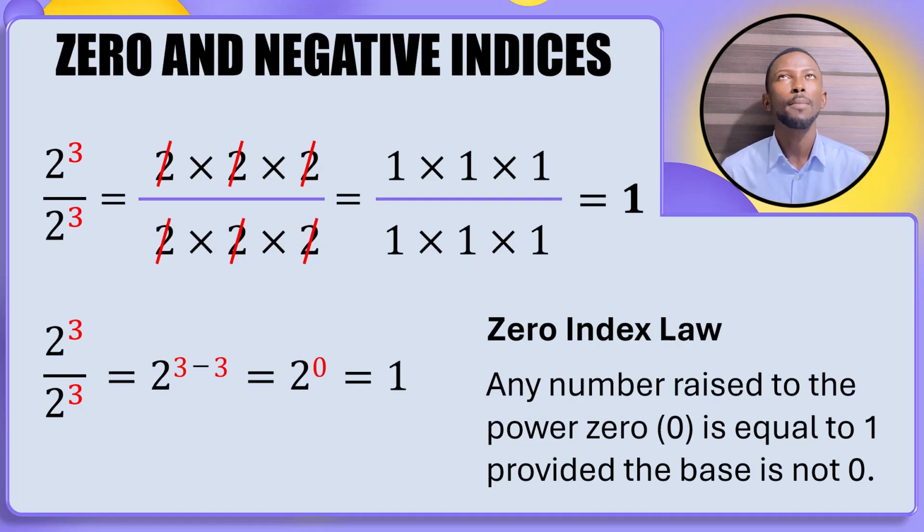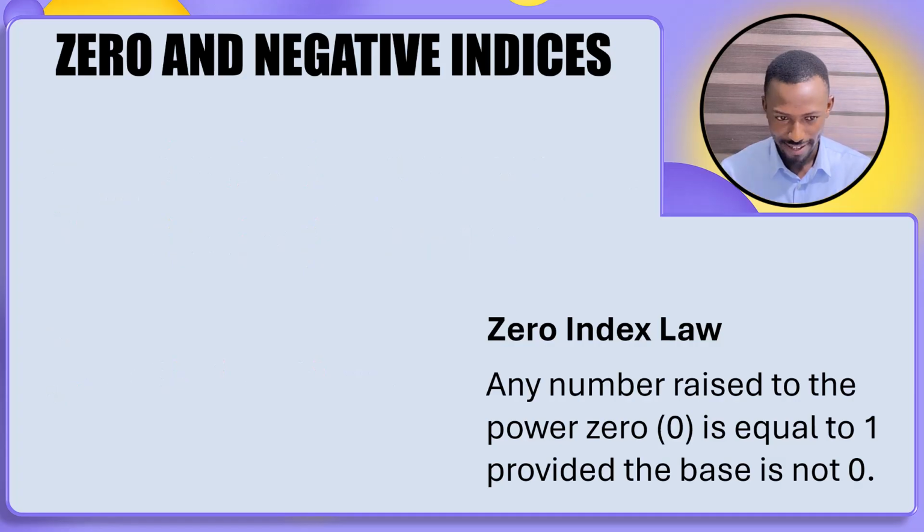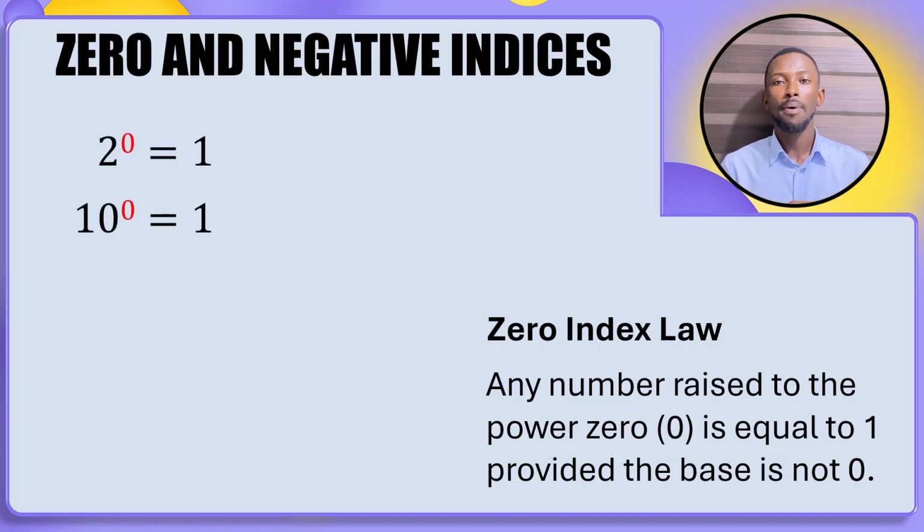You can't have 0 to the power 0. No, it has to be 1 to the power 0, 2 to the power 0, 3 to the power 0. So any number to the power 0 is 1. This is something you just have to keep in mind. So that means 2 to the power 0 is 1. 10 to the power 0 is 1. 100 to the power 0 is 1. 1,000 to the power 0 is 1. 1 million to the power 0 is 1.